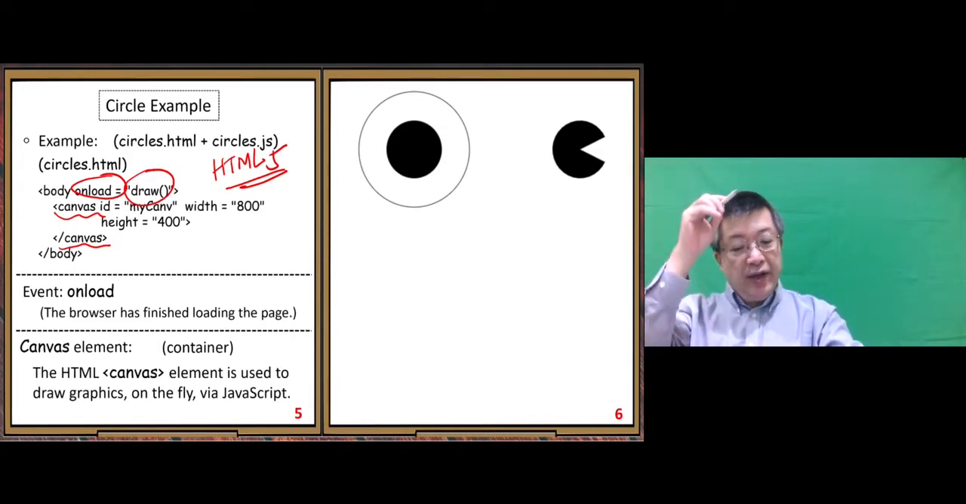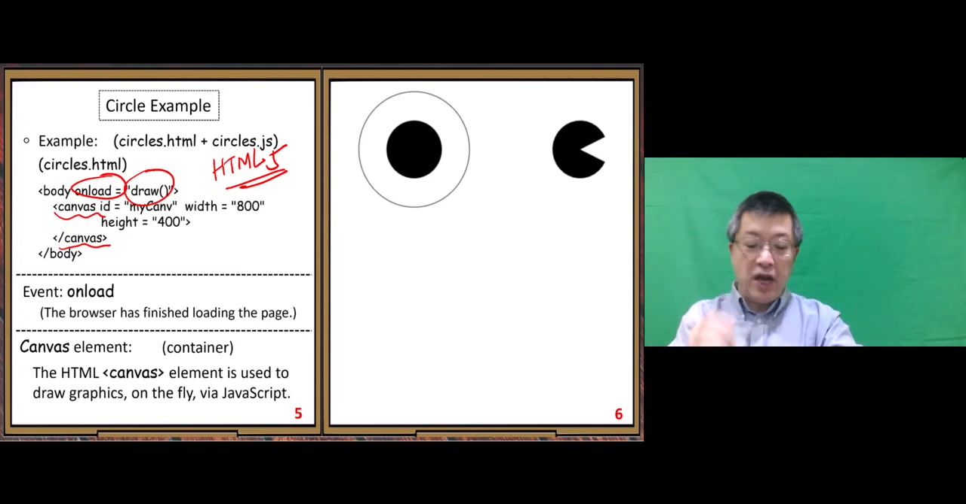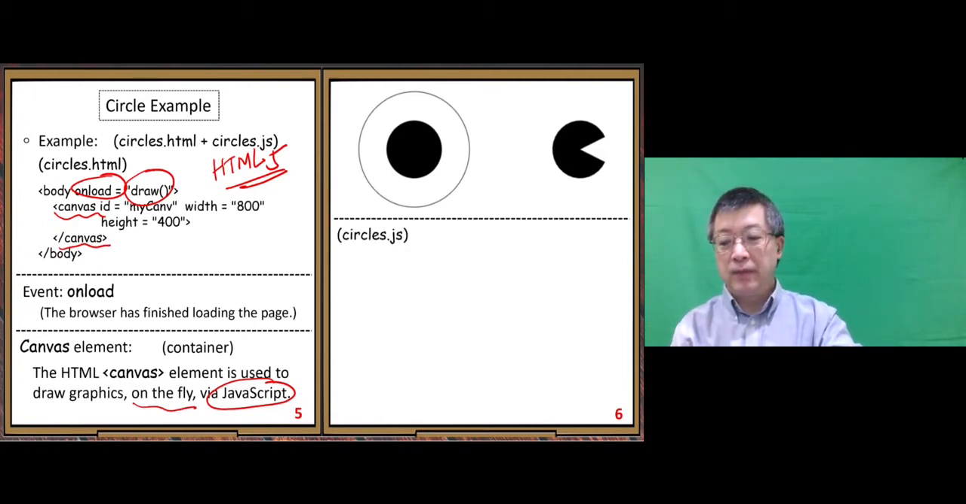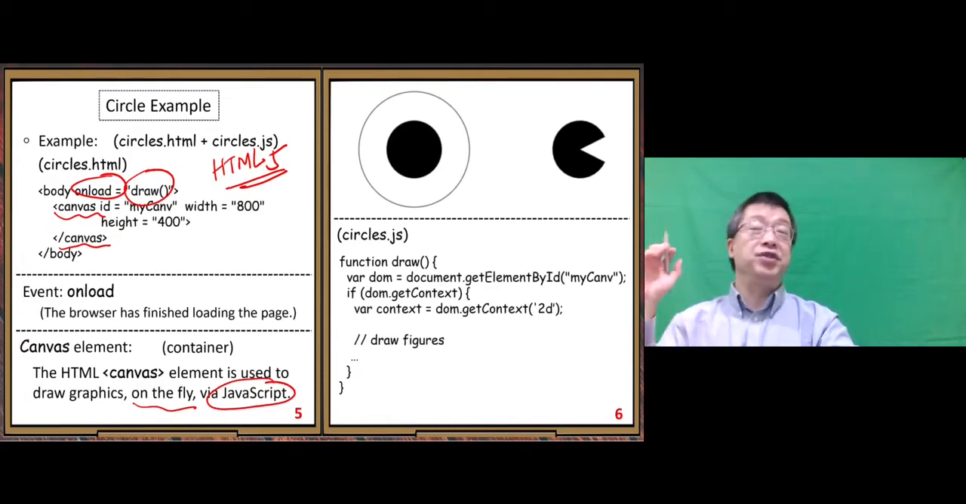To draw figures in a canvas element, we need to use JavaScript functions, on the fly, because whenever you need, you can draw. Now let's look at the drawing function. First, let's look at the preparation part. So this is the preparation part.